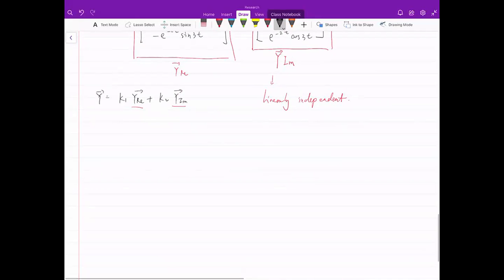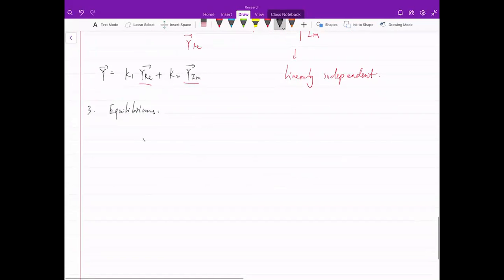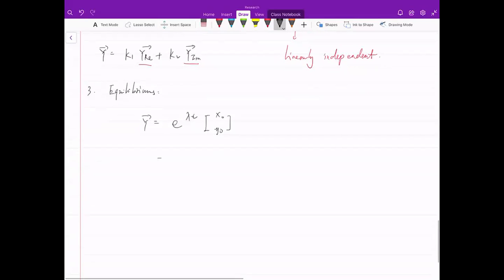Okay, that's what we have for trying to find the solutions of this one. We have two, real and imaginary. We have everything. Equilibriums. Okay. Equilibrium basically means your y is still this one, e to the lambda t, times your x zero, y zero, which is your initial condition. It's just this time, your e decomposes into e to the at times cosine t plus i sine t. Okay. So you have two parts.